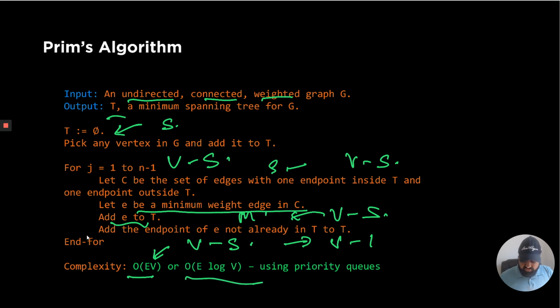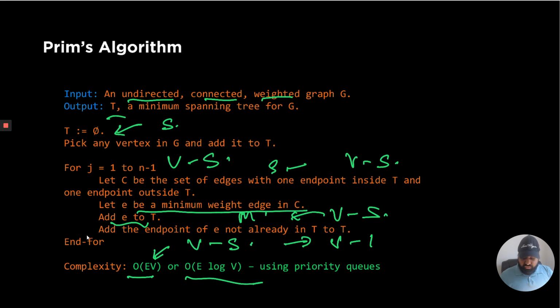So you can reduce the complexity of this algorithm to O of E log V using priority queues. We are not going to cover how to use priority queues to compute Prim's, but if you're interested, just check out the code on the internet. But we can also talk about this in one of the problem solving lectures. So that's pretty much it for Prim's algorithm.